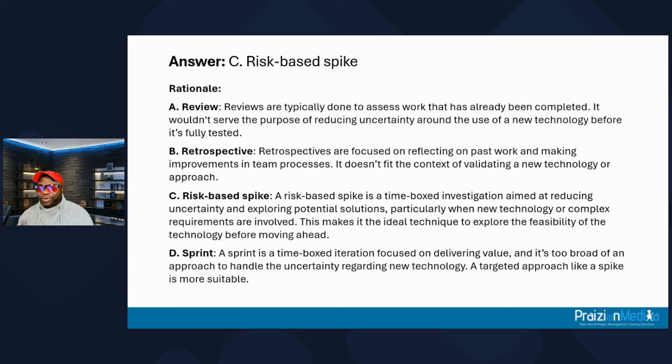This is a time-boxed investigation that is aimed at reducing uncertainty and exploring potential solutions. Sprint is a time box. And while it is good to have your time box, it's too broad an approach to handle the uncertainty regarding new technology. So the best answer is C. All right, let's go to the next one.